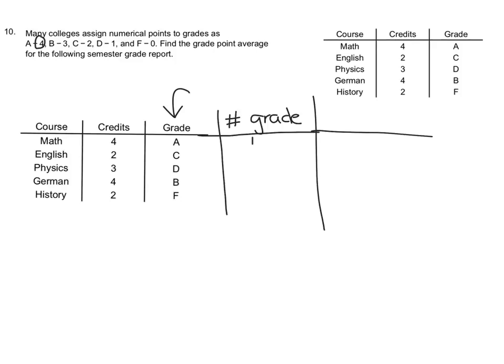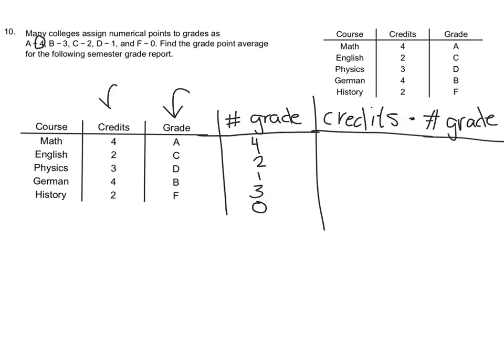So A is 4, C is 2, D is 1, B is 3, and then F is 0. Now for the last column, we're going to multiply the credits by the numerical grade. So that means I'm going to multiply the values in my second column to the values in the fourth column. So 4 times 4 gives me a value of 16. And then 2 times 2 is 4.